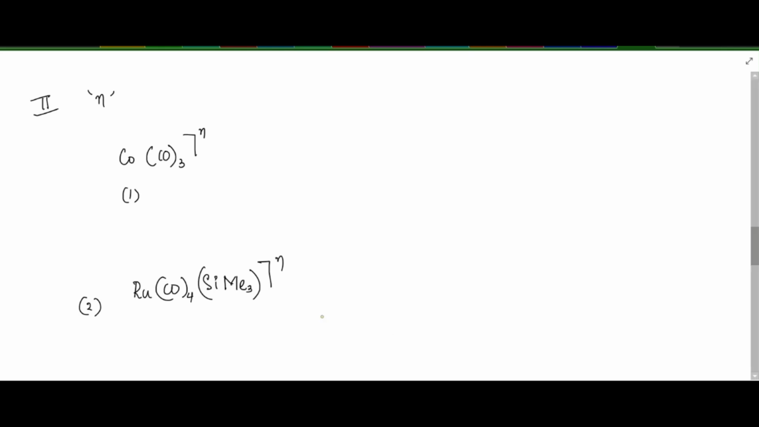So you have cobalt in the system. Cobalt is 3d7 4s2, so this will contribute 9. You have 3 carbonyls, 3 into 2, 6. And 9 plus 6 gives you 15. You have to satisfy the 18 electron rule. In order to satisfy the 18 electron rule, what should be the value of the charge?